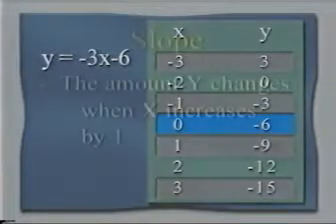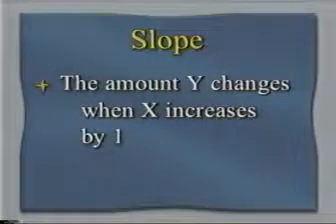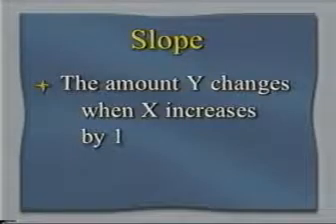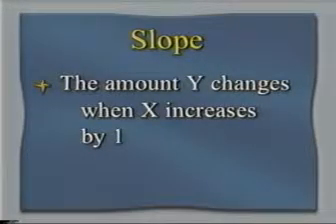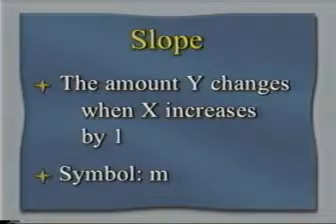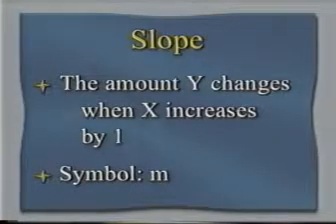Okay. The amount y changes when x increases by 1 is called the slope. S-L-O-P-E, the slope. And the symbol for the slope is m. There are varying stories as to where the m came from. In fact, I tell my classes, it originally was called mlope, but people couldn't pronounce mlope. They made it slope, but they left the m from mlope. That's, of course, a fairy tale.